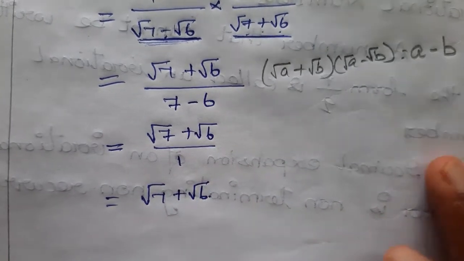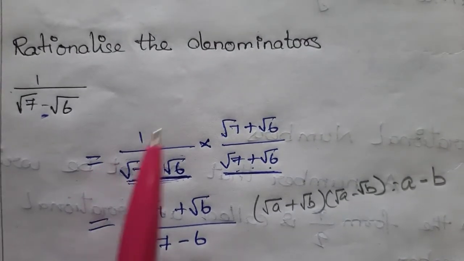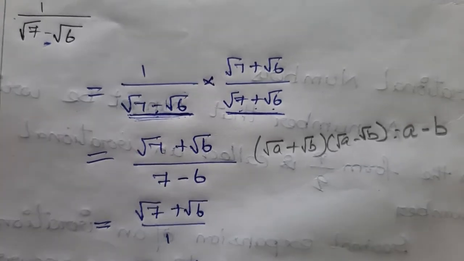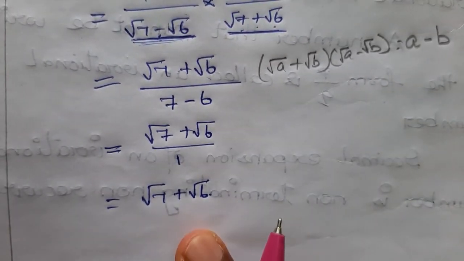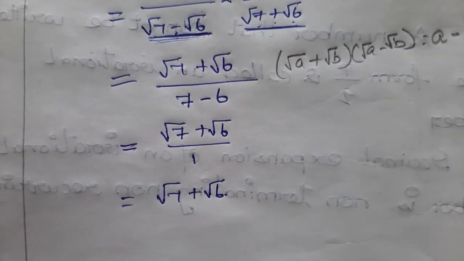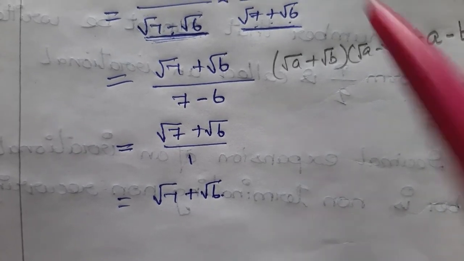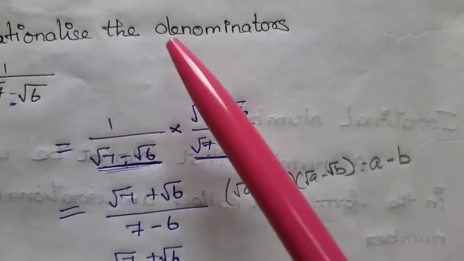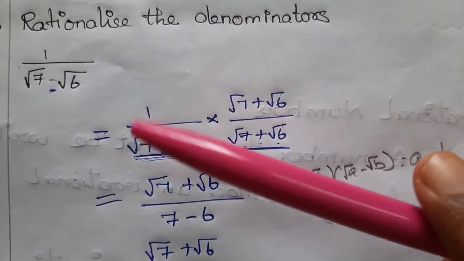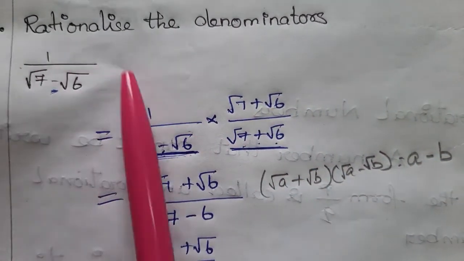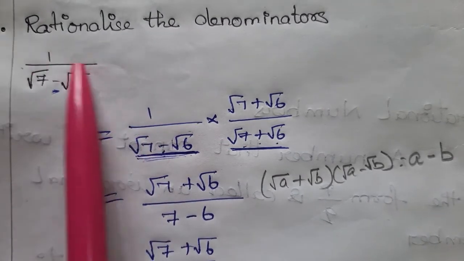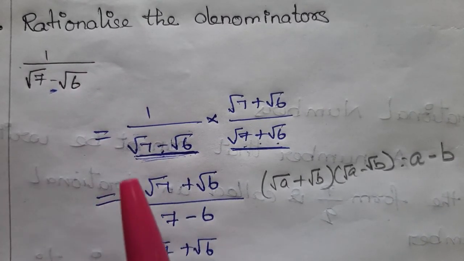That's it. We rationalize. The question is about rationalizing the denominator. See here, we have rationalized the denominator. Only the rational number is there. What is the denominator here? The denominator is 1, which is rational. So this process is called rationalizing. Rationalize means we are changing the irrational to the rational, especially in the denominator. We are changing the denominator from an irrational number to a rational number.